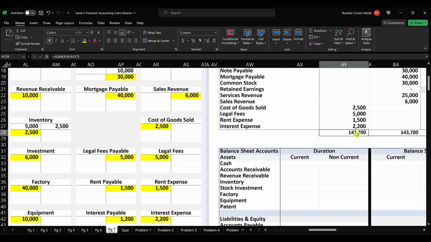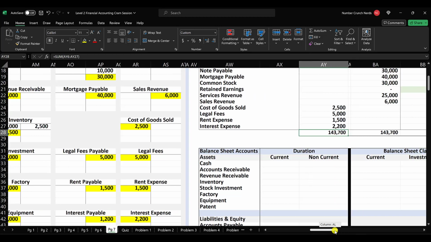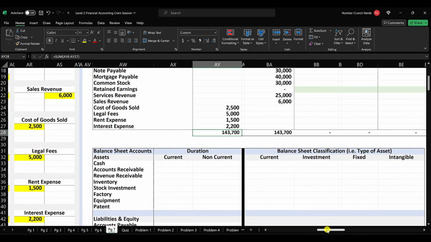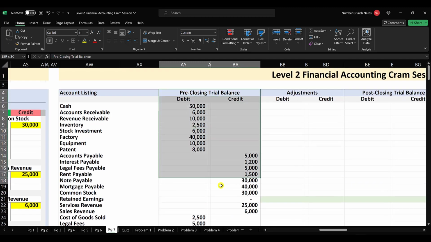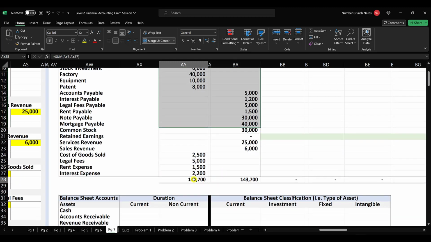Now, I already put the summation in here, so it added up automatically. Let's see what we got. We have $143,700, and we have it on both sides. That means the trial balance, the pre-closing trial balance, is balancing.